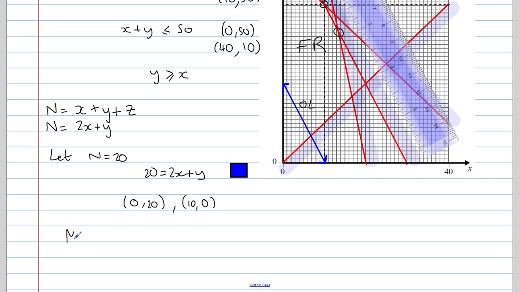So I can say that there's a maximum at (10, 40), and therefore the total number of widgets, which we've called n, would equal the objective function here, 2x plus y, so we would get 2 lots of 10 plus 40, which equals 60.